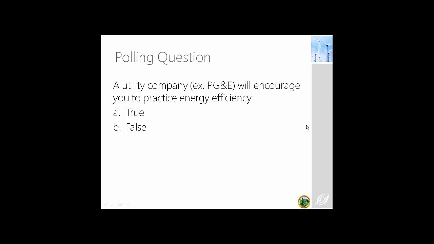A utility company, for example PG&E, will encourage you to practice energy efficiency. True or false?